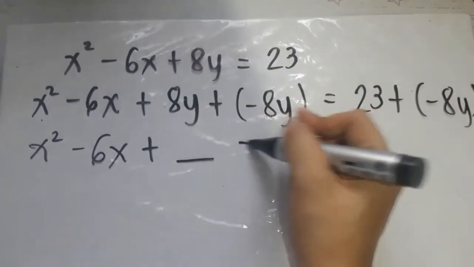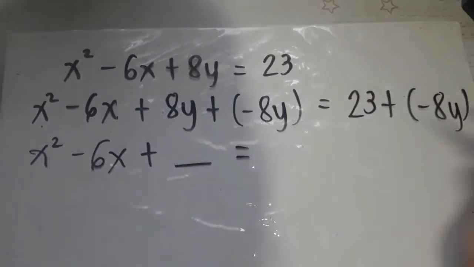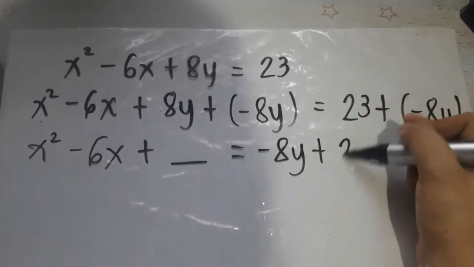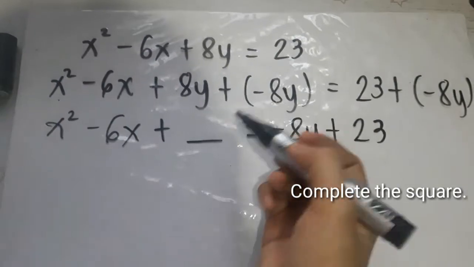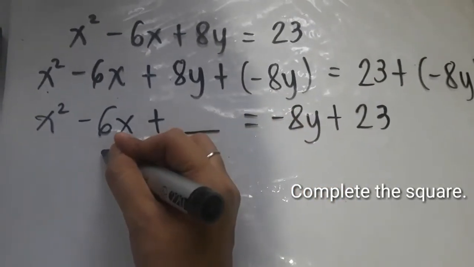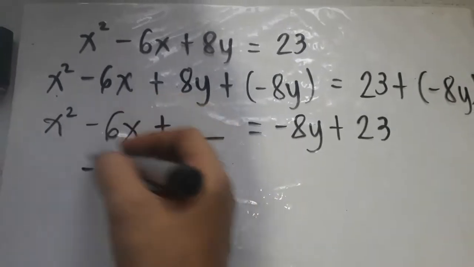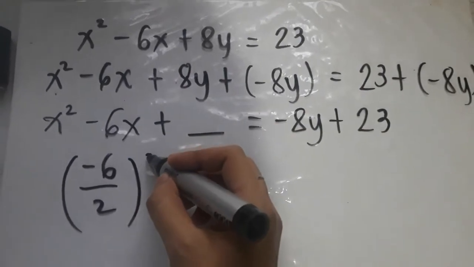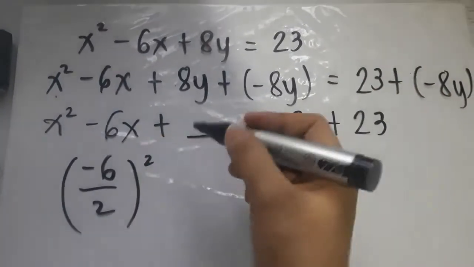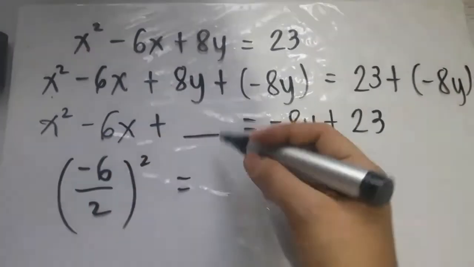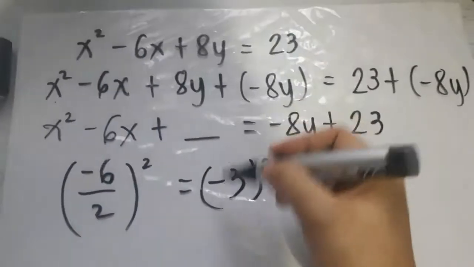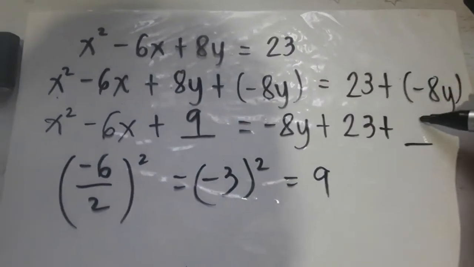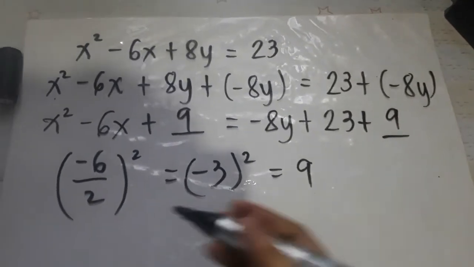So we'll have a blank here for completing the square later. Let me write negative 8y first, since it has a variable with it, and then plus 23. So let's complete the square. To find the missing number, we look at the coefficient of the middle term, negative 6, divided by 2. So we have the quantity of negative 6 over 2 squared, which is negative 3 squared. Negative 3 times negative 3 is 9. So we'll have 9 here, and this one will be plus 9 as well, so that we retain the identity of the equation.